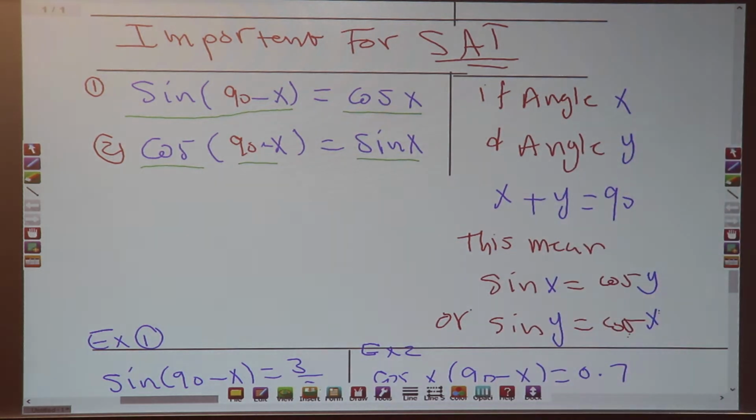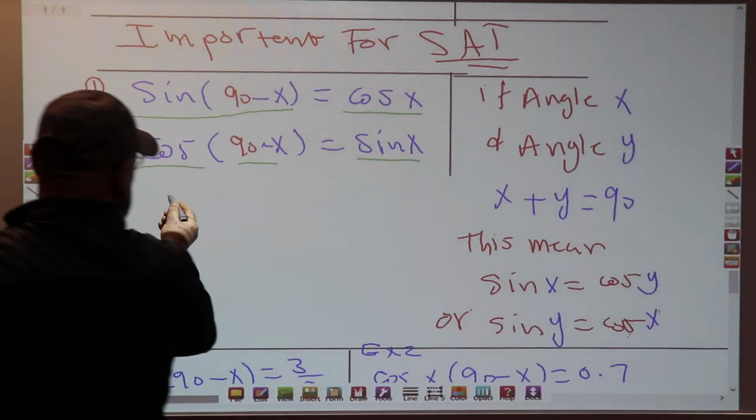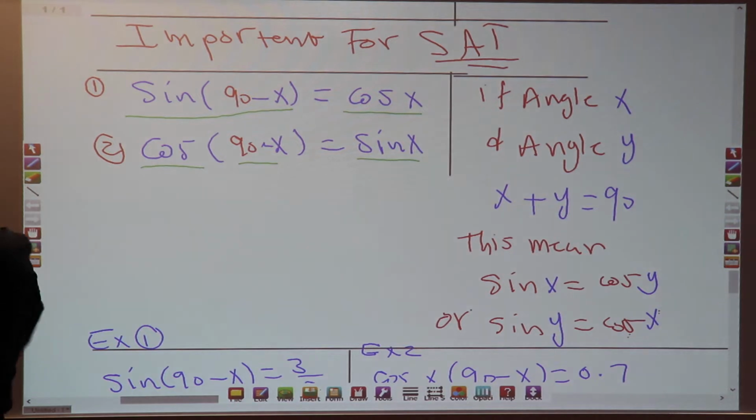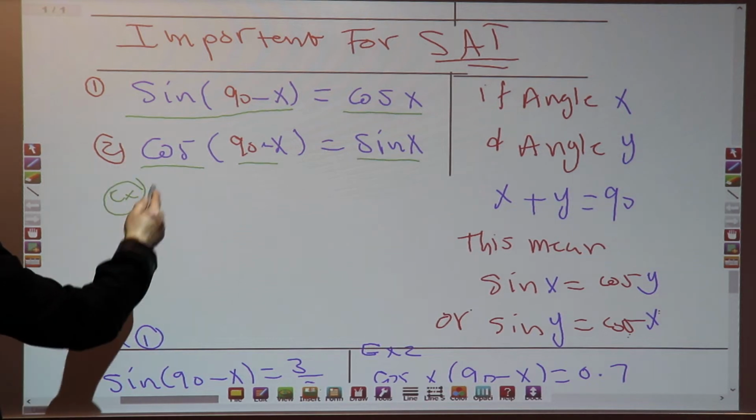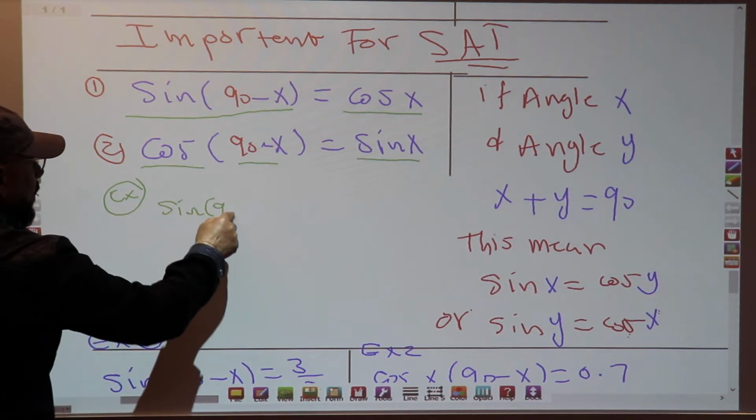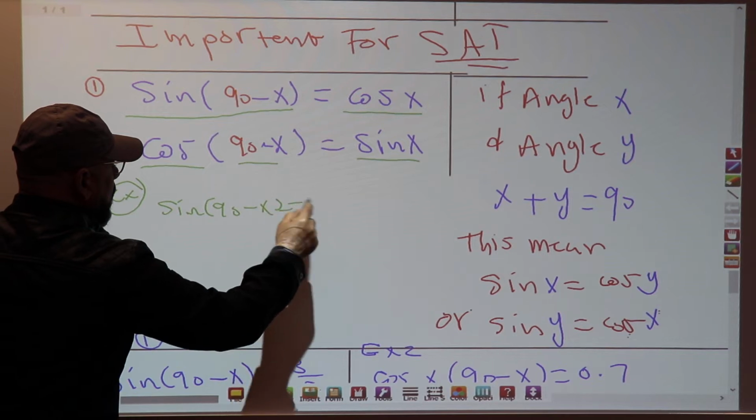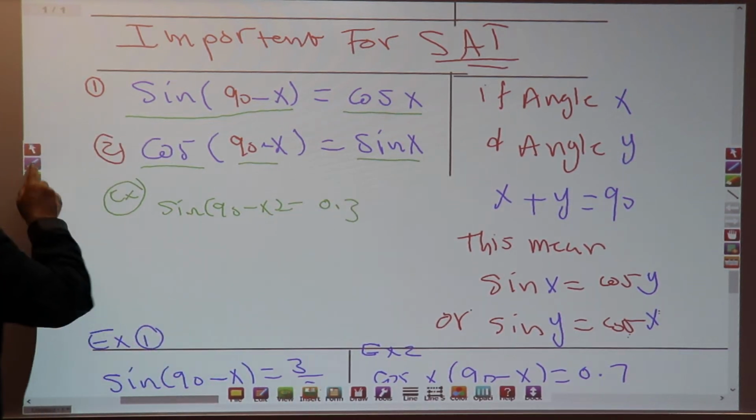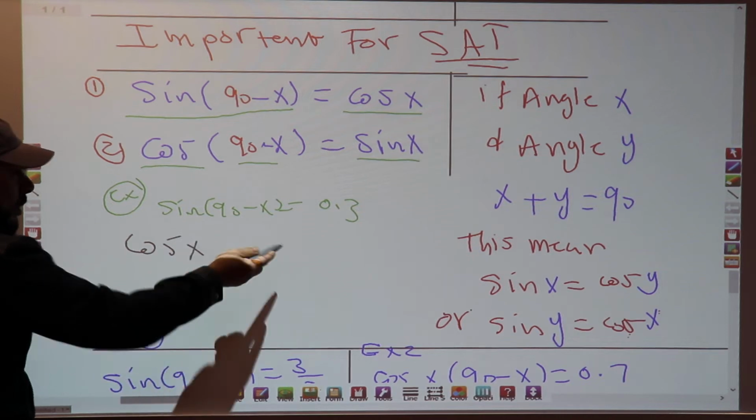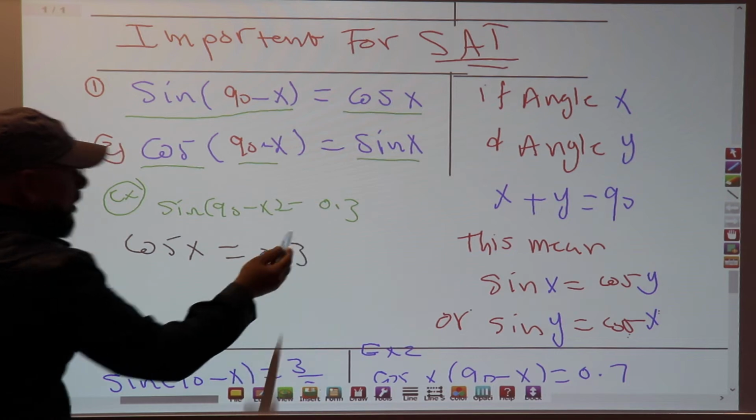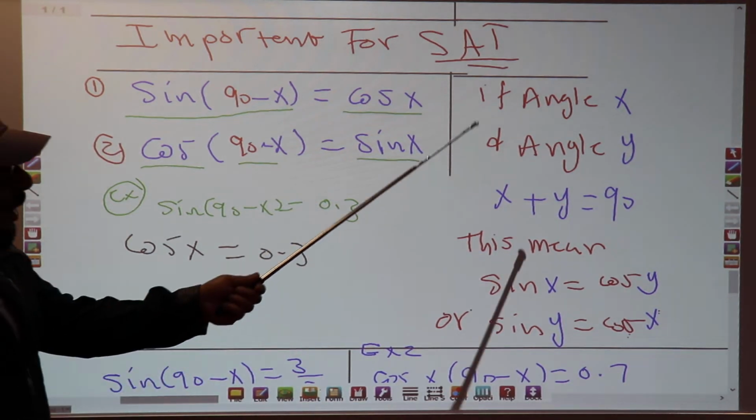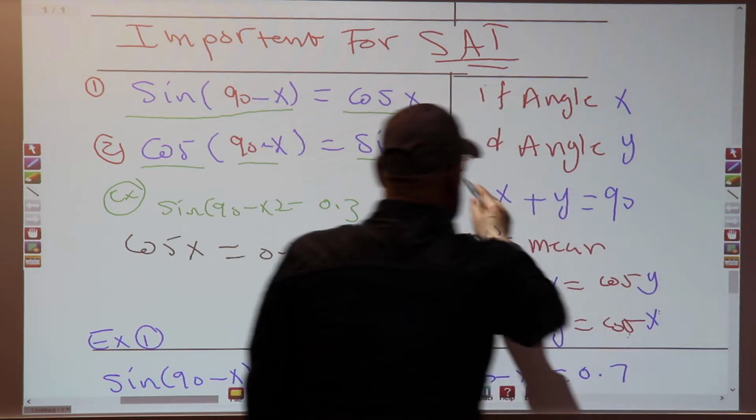What I mean by this in SAT is, maybe they can give you a quick example. Sine 90 minus x equals 0.3. They will ask you, what is cosine x? Cosine x equals 0.3, the same.